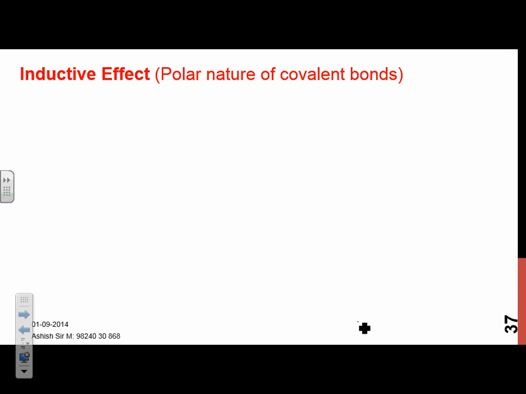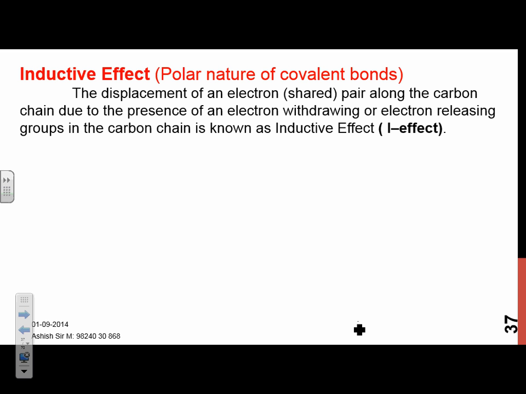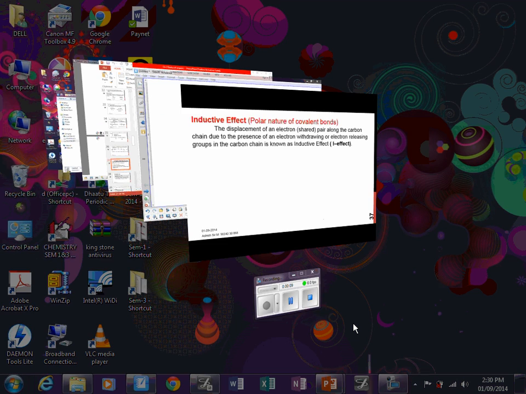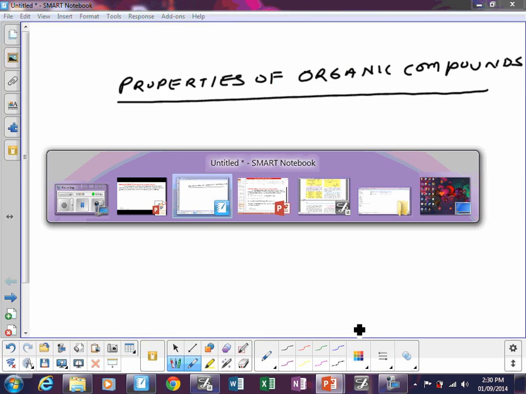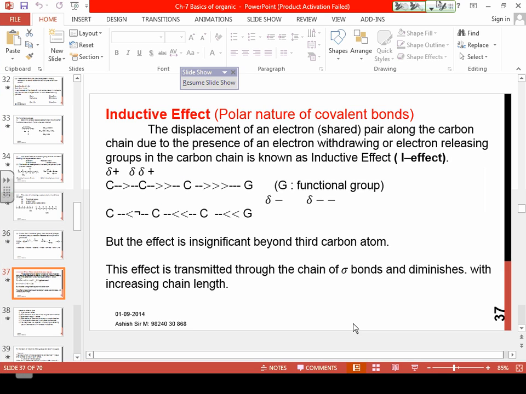Inductive effect of polar nature of covalent bonds. See, first of all, here it has been said: the displacement of an electron along the carbon chain due to the presence of an electron withdrawing or releasing group in the carbon chain is known as inductive effect. This is the definition of inductive effect.